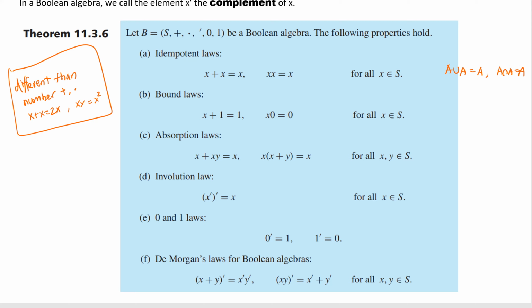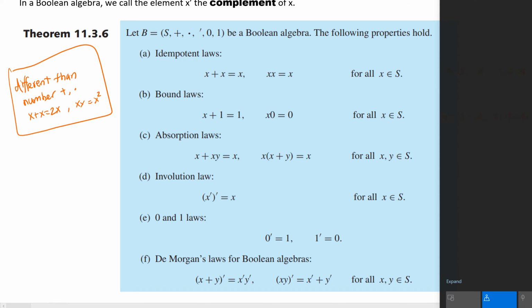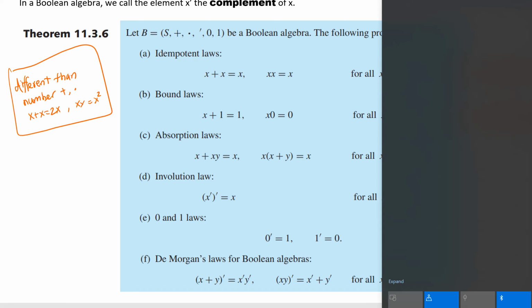Okay, everybody? And then we have the bound laws. X plus 1 is 1. Using sets, A union U is U. And then x times 0 is 0, so A intersect the empty set is the empty set. Okay, let's continue.